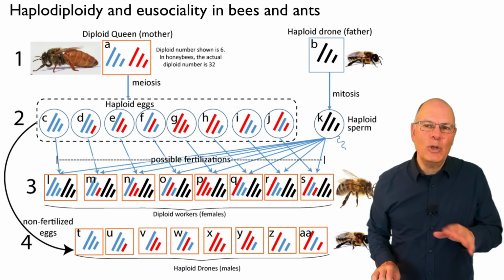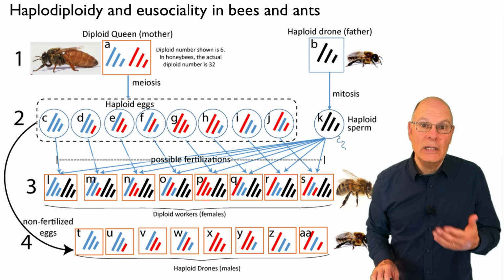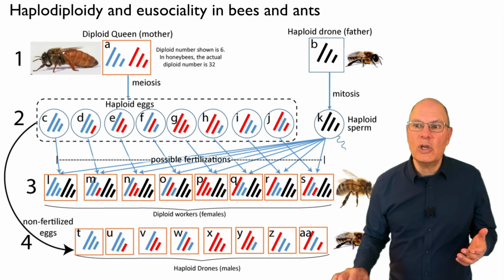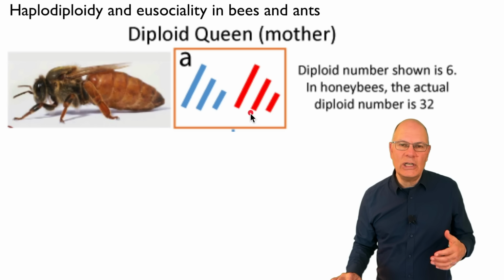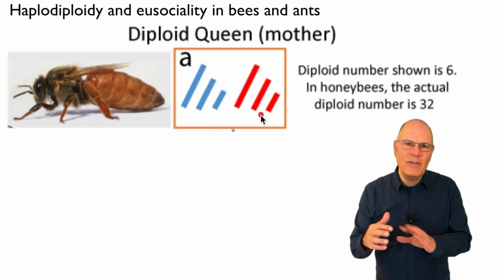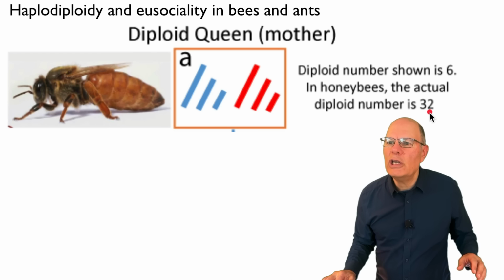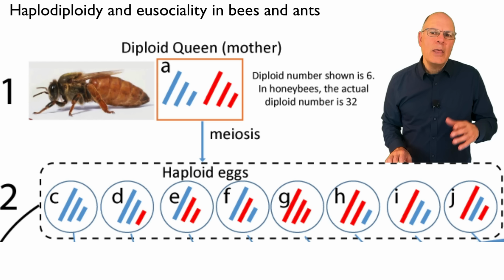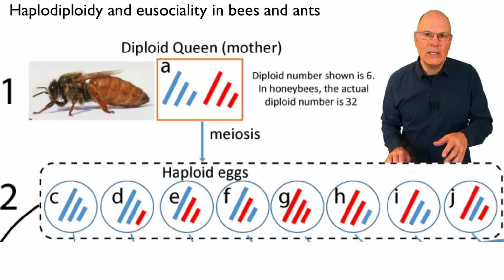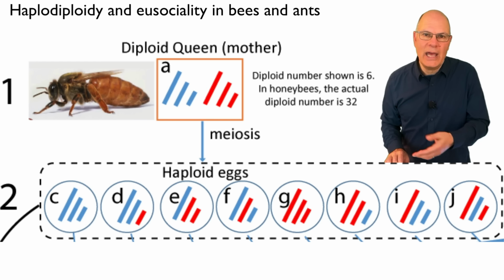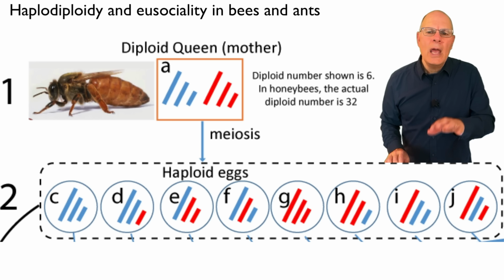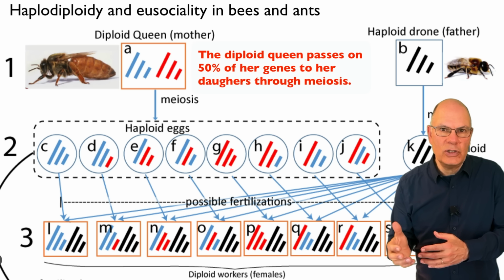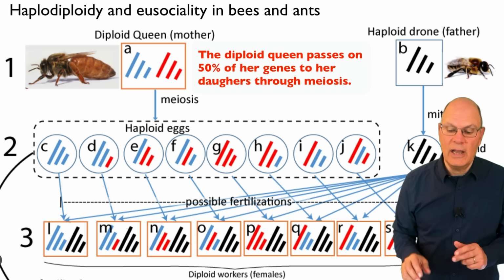The idea of haplodiploidy is that females are diploid in the same way as you are diploid, with 2 sets of chromosomes. Here we see the chromosomal situation of the diploid queen, and it's very simplified. Bees have 32 chromosomes as their diploid number. I'm showing only 6 here. The diploid queen creates gametes by meiosis in the same way that humans and mammals do. And as she does, she passes on 50% of her genes to her daughters. The daughters are the non-reproducing females.